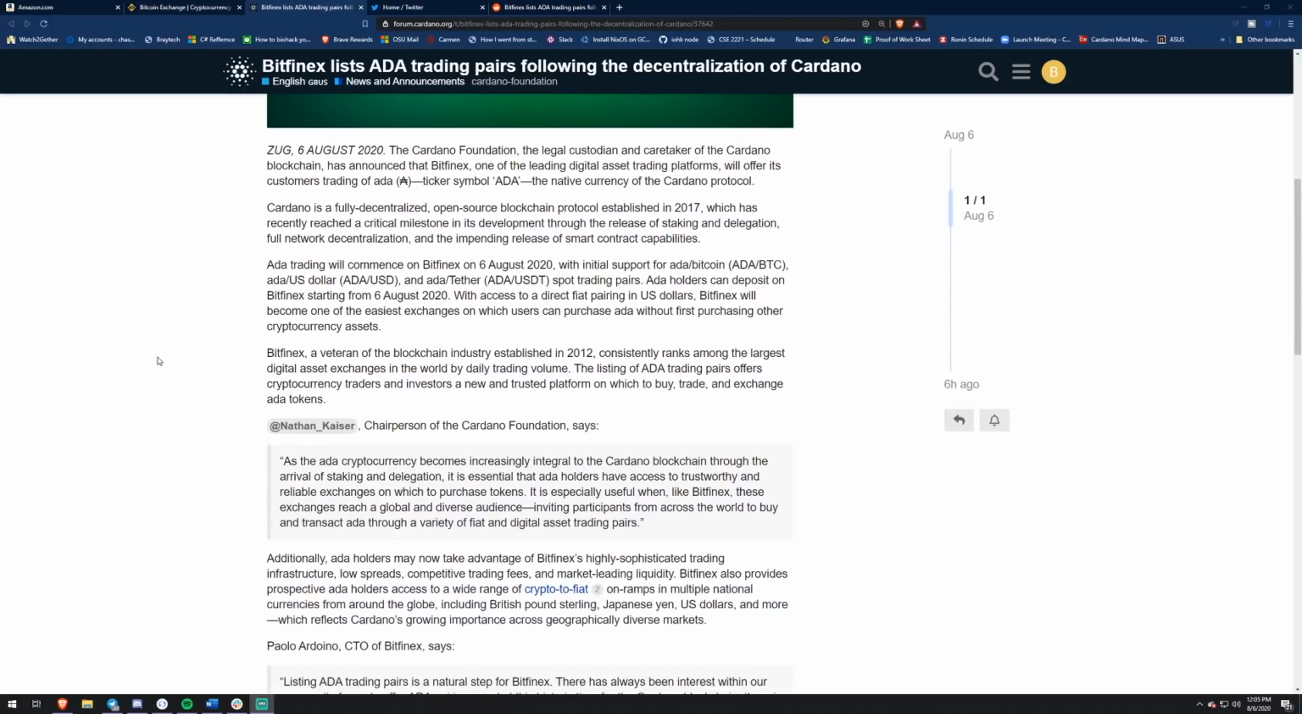ADA holders can deposit on Bitfinex starting today, August 6th, with access to a direct fiat pairing in US dollars.